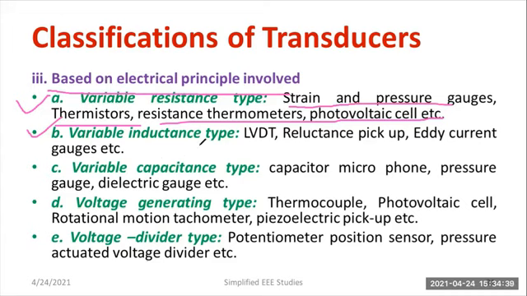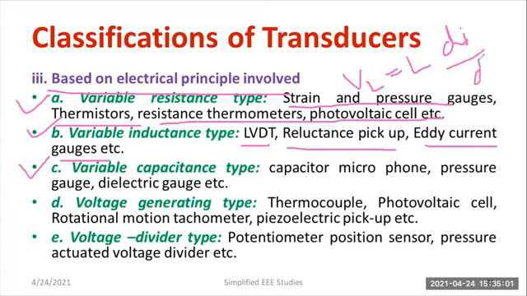According to the variable inductance principle, LVDT, the linear variable differential transformer, is one of the best examples. Then reluctance pickup type transducer, then eddy current gauges. These are the popular examples of variable inductance. It works based on the principle of inductance. You should know that V_L = L di/dt. This equation you have to remember.